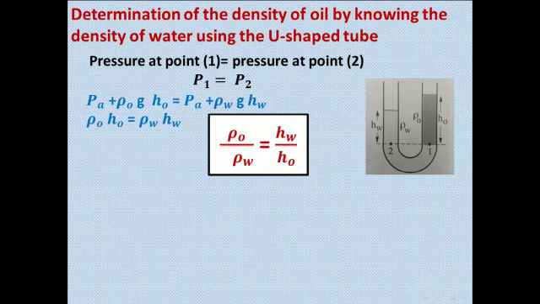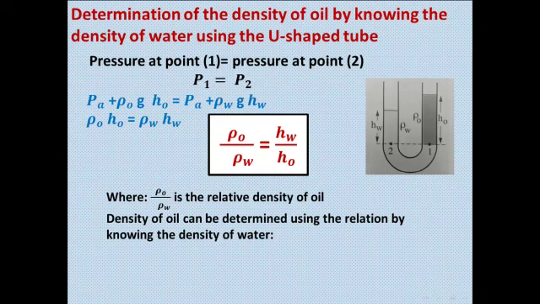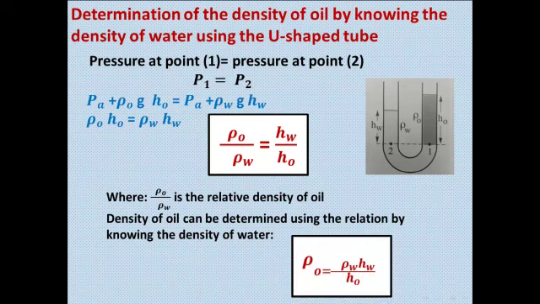So rho oil over rho water equals h water over h oil. And this is an important relation. Please take care. Number 1, rho oil over rho water is called relative density. Do you remember relative density? So if I want to calculate the relative density of oil, rho oil over rho water, it equals what? h water over h oil. Thank you. Number 2, if I want to calculate the density of oil, it will be rho water h water over h oil, by cross multiplication.